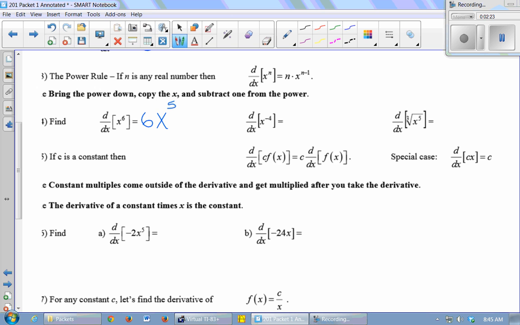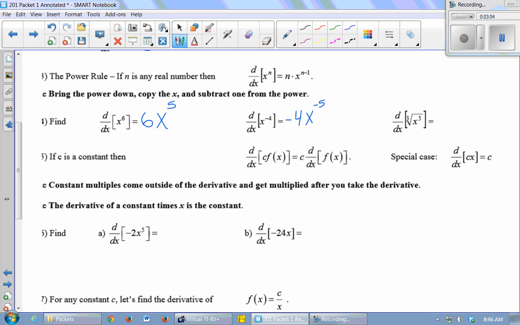And we saw a little preview of this when we were drawing derivatives last class. We started with something that looked like a 4th degree polynomial. We sketched its derivative, and it looked like a 3rd degree polynomial. So the power rule says that is, in fact, true. Okay. That is the slope of the tangent line at any point on x to the 6th. Okay, how about d dx of x to the -4? Bring that -4 down in front, copy the x, subtract 1 from the power. What's -4 minus 1? -5. Good.